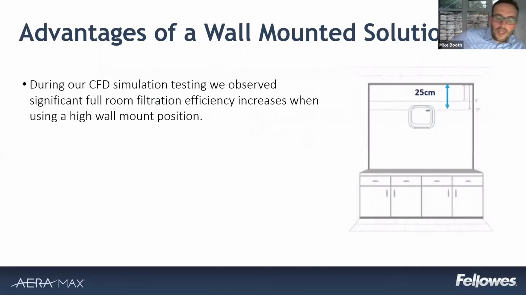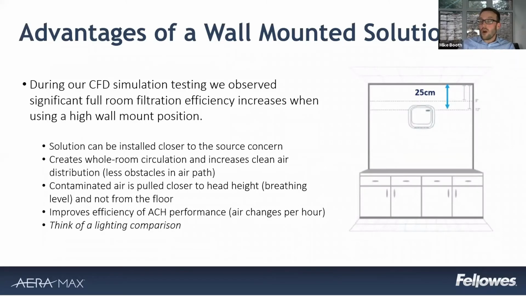So one thing that we'll see when we look at the Aeramax professional solution is the fact that we are a wall-mounted solution, and we've actually done some computational fluid dynamic studies to show the benefits of a wall-mounted solution close to the ceiling. Our typical install height from the ceiling to the top of the solution is between 20 to 25 centimeters. And what we're able to show by our performance data is that by having it installed at this height, you're able to actually improve the overall control of the space.